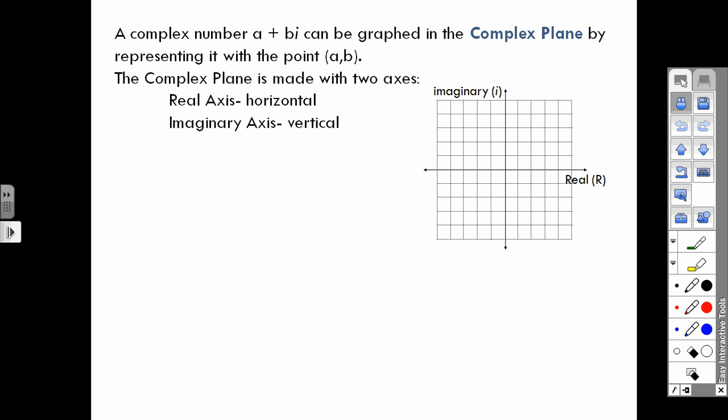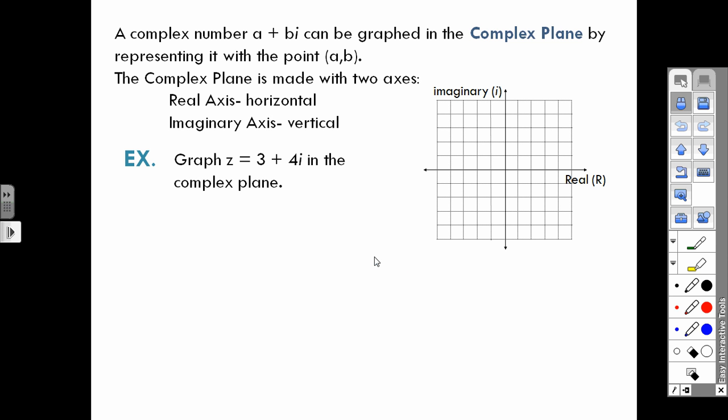So we created the complex plane, which is made up of a real axis and an imaginary axis. And when you graph a point on it, it's like working with the Cartesian coordinate plane, where you have a point A and B, kind of like the X and Y. But the A, B, those are coming from the real and imaginary parts of your complex number. So the real axis is going to be the horizontal one, and the imaginary axis is the vertical one. So let's give it a go.